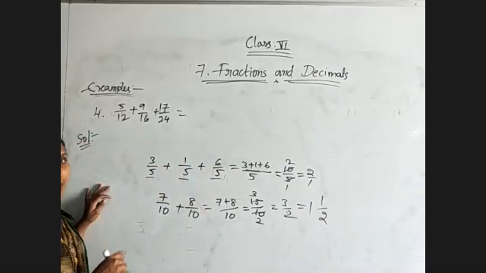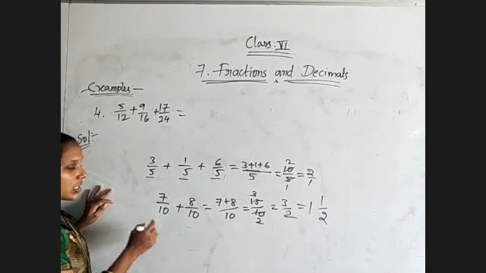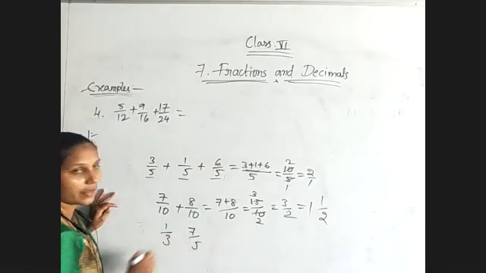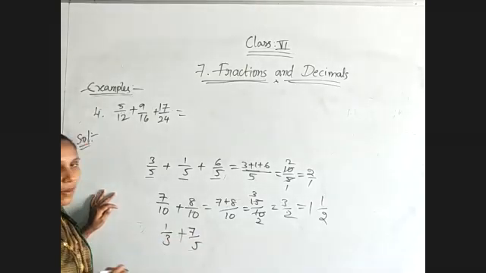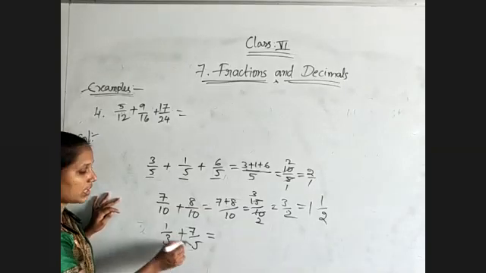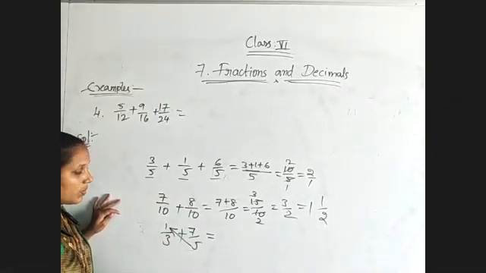Okay. If they are given unlike fractions, only two fractions, 1 by 3 and 7 by 5, like this, between them we need to perform addition. So in this case, use cross multiplication. This number with this one we need to multiply.